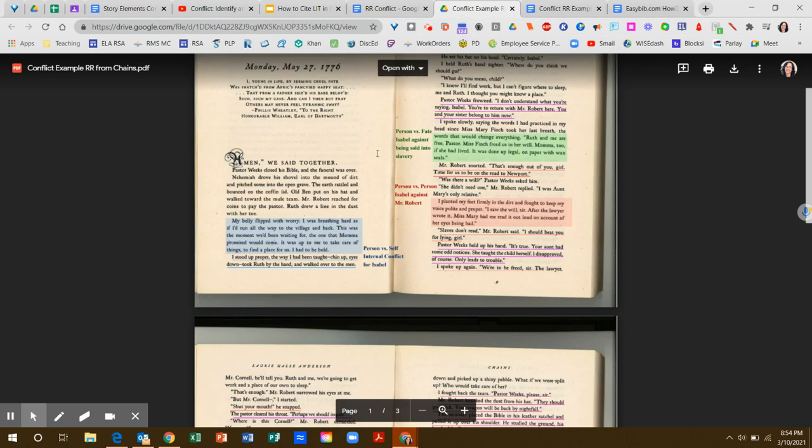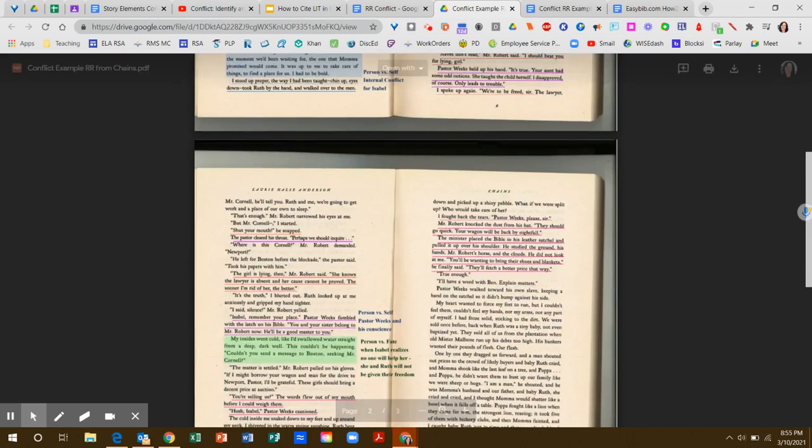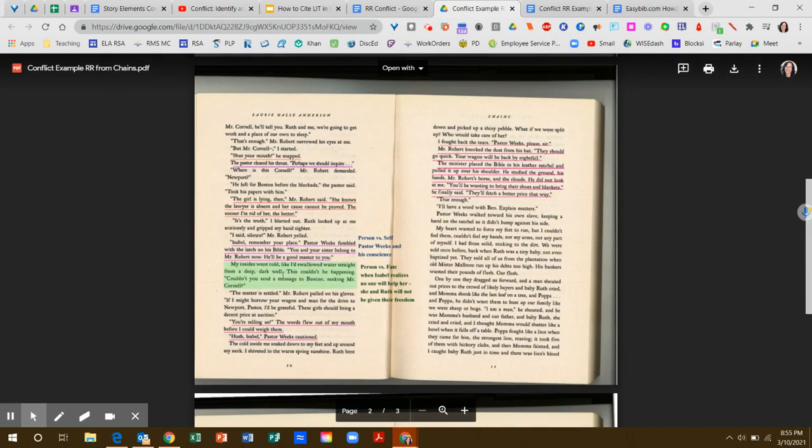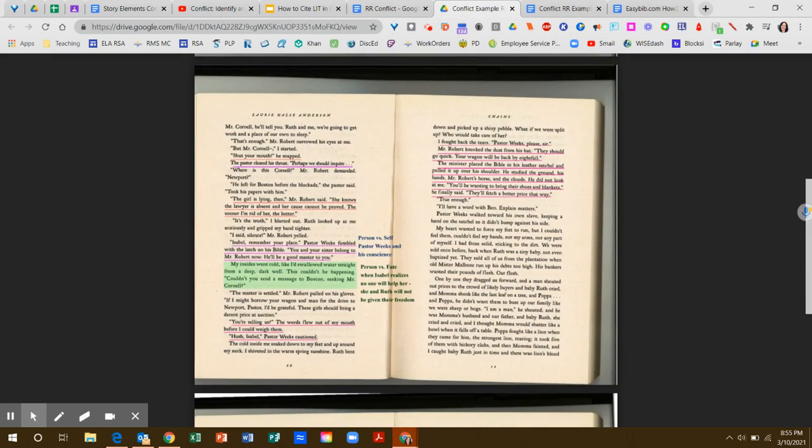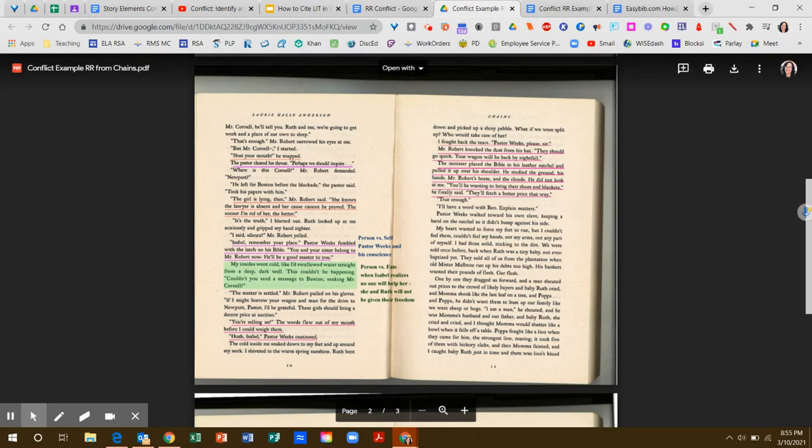So when I took a look through here, what I want to quote is this part right here about how she's realizing that this is just spinning out of her control and she's not going to get what she is owed. "My insides went cold, like I'd swallowed water straight from a deep, dark well. This couldn't be happening." So those were the two lines that I thought were the best lines for supporting this idea that things are spinning out of her control.